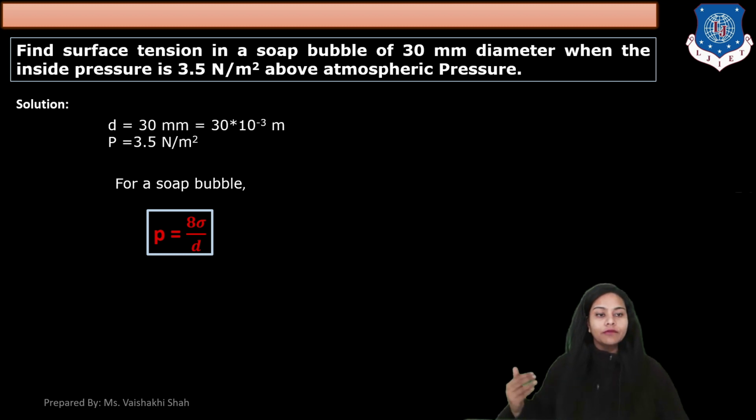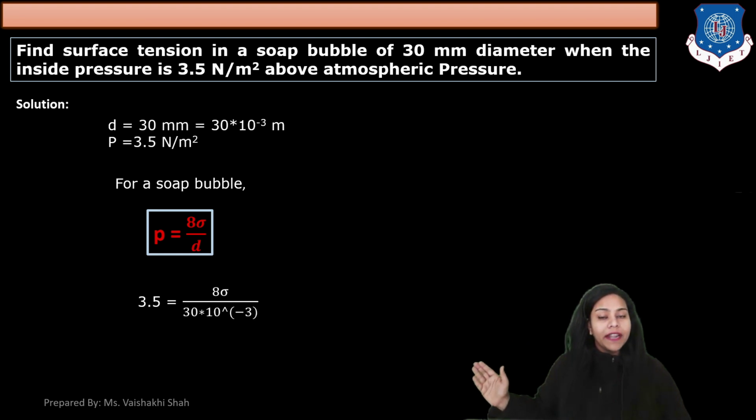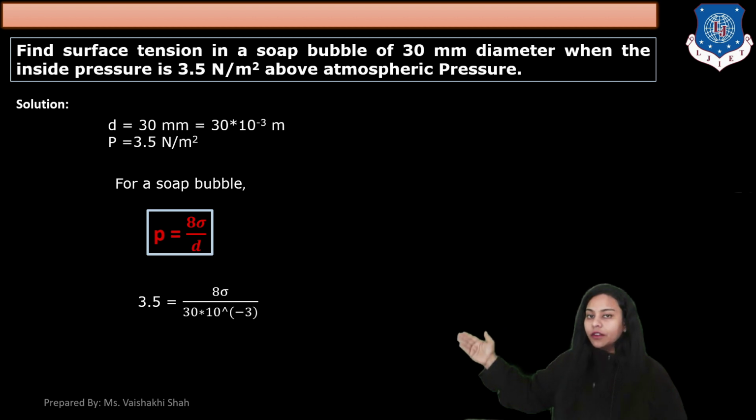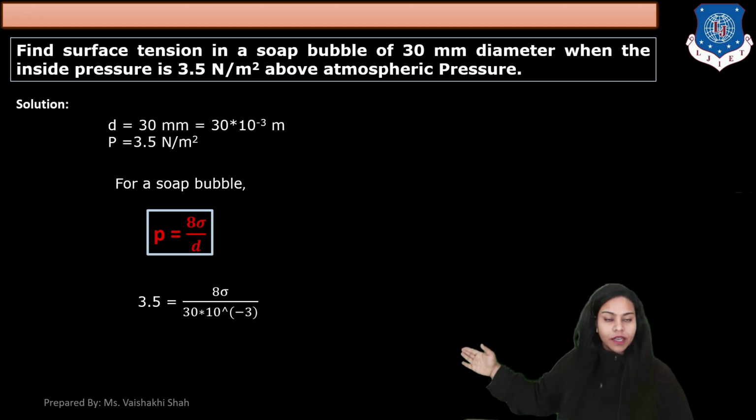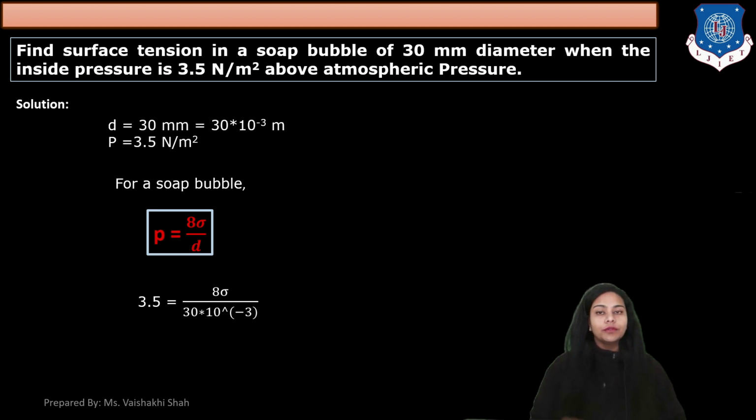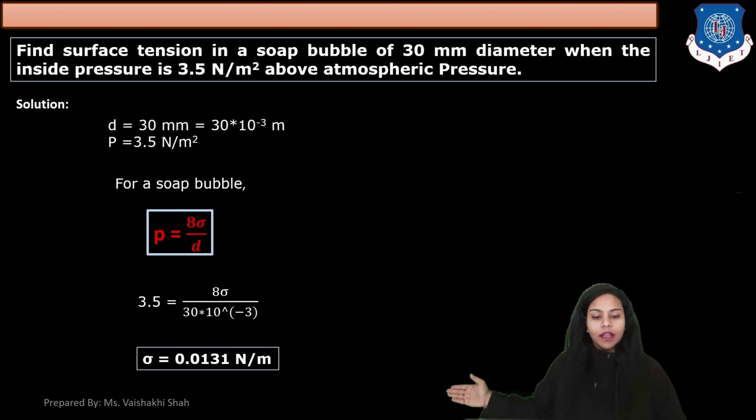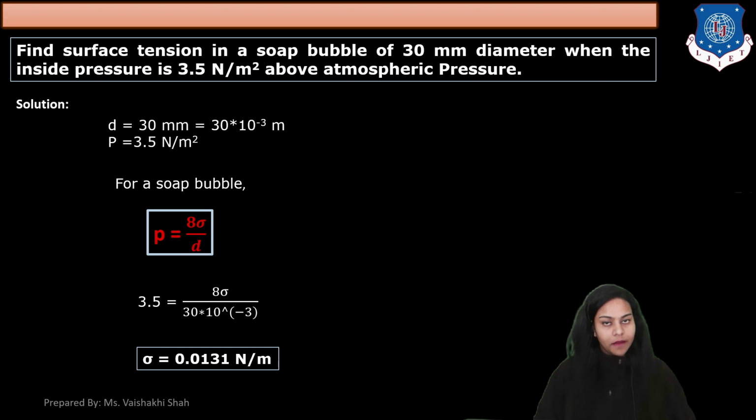Now here we have to find sigma, that is the surface tension. As we know the value of P, which is 3.5, equals 8 sigma by 30 into 10 raised to minus 3. So making sigma the subject, your final answer for sigma is 0.0131 Newton per meter. Okay, clear?